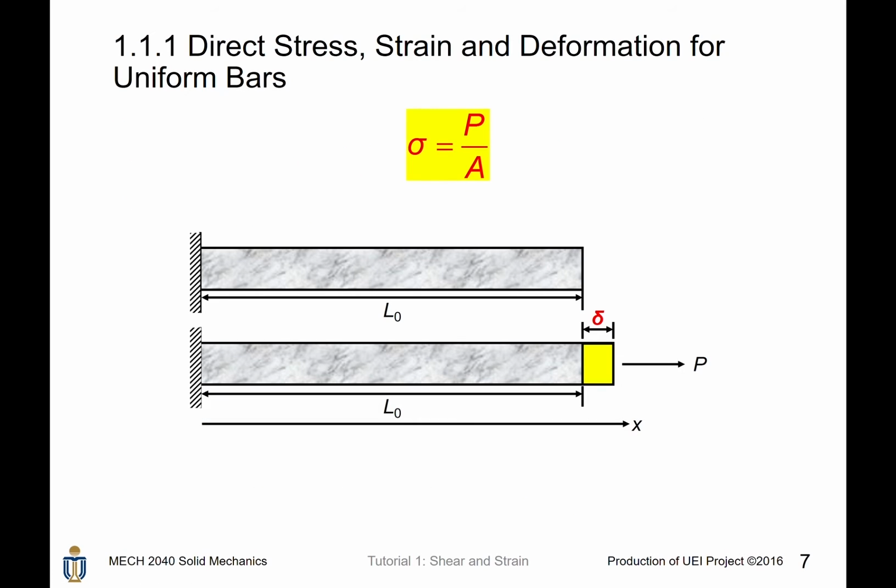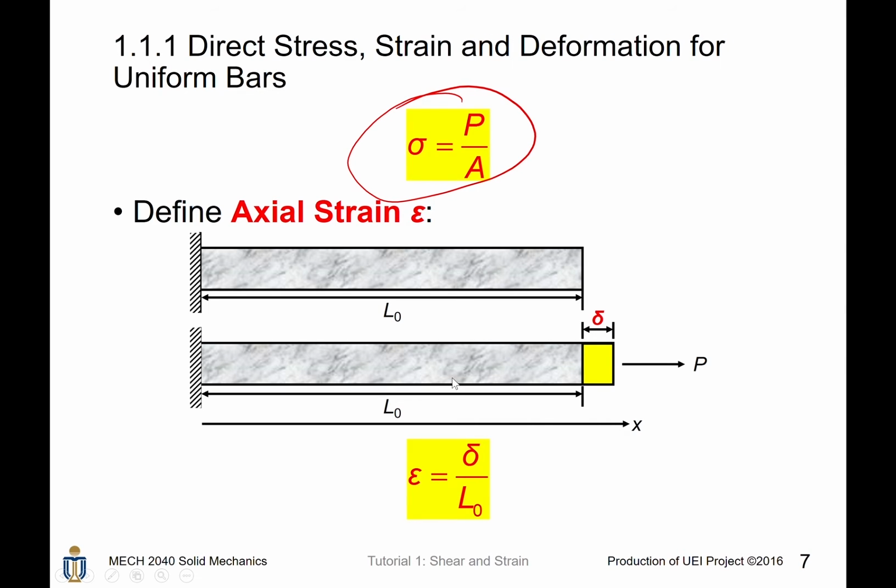So we know that the normal stress is given by P divided by A. We will define some quantities in order to proceed. So we will define the axial strain. What is axial strain? It is called epsilon. So epsilon equals to delta divided by L naught, where L naught is the original length of the material under no load. When in case there is no load applied, the original length is L naught. So epsilon is just the amount of deformation divided by the original length L naught.